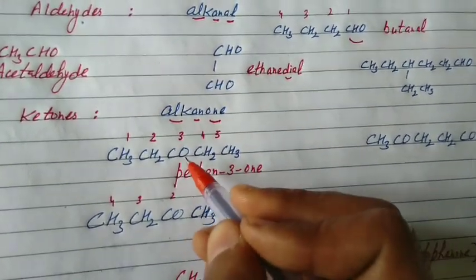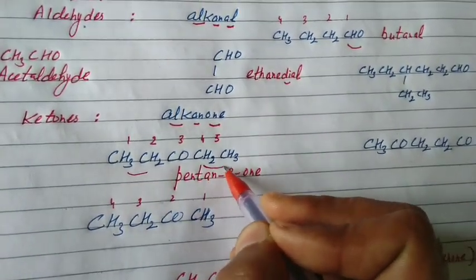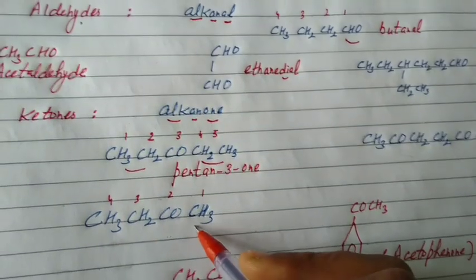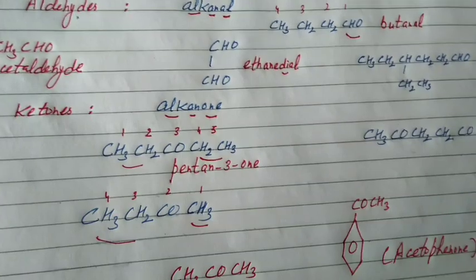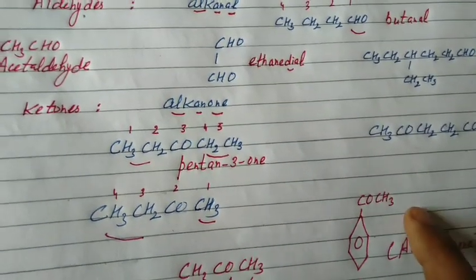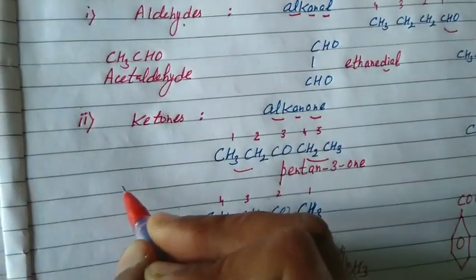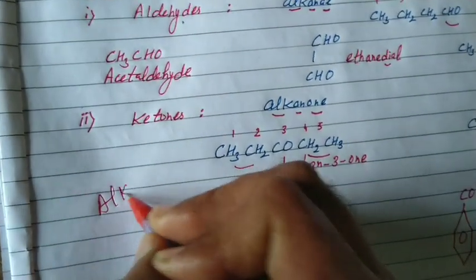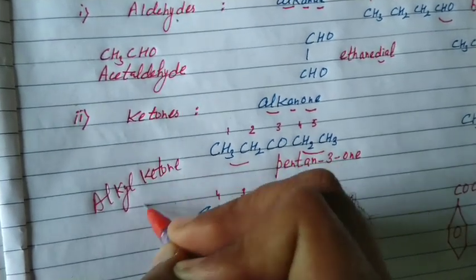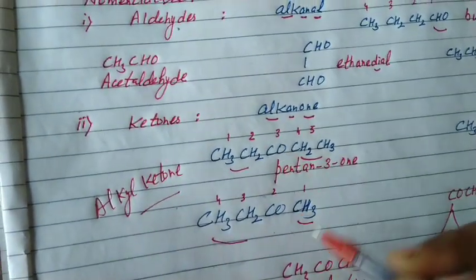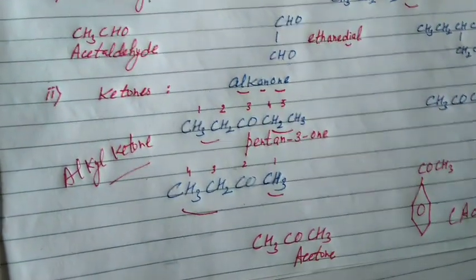Ketones are further classified as symmetrical and unsymmetrical. Students, this is a symmetrical ketone. It contains identical groups, ethyl groups, on both ends. This is an unsymmetrical ketone, with a methyl group on one end and an ethyl group on the other end. According to the common system, we name ketones by using the term alkyl ketone. It is diethyl ketone. It is ethyl methyl ketone. It is again dimethyl ketone.